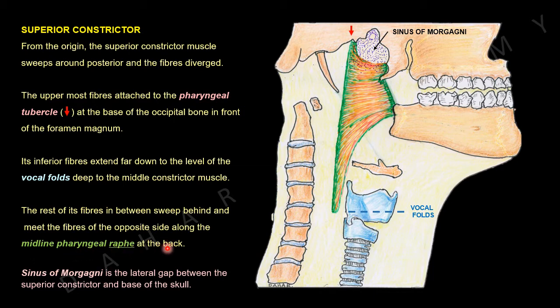Okay, we know what the raphe is. So the sinus of Morgagni is the lateral gap between the superior constrictor and the base of the skull. This lateral gap is the sinus of Morgagni.